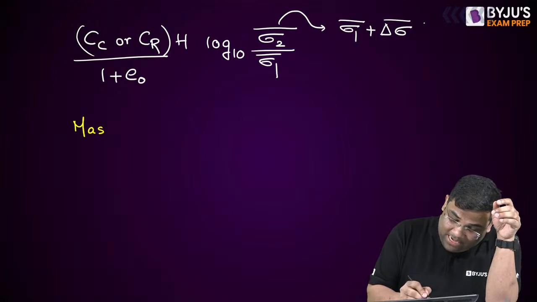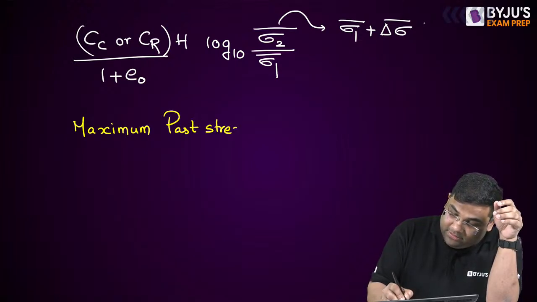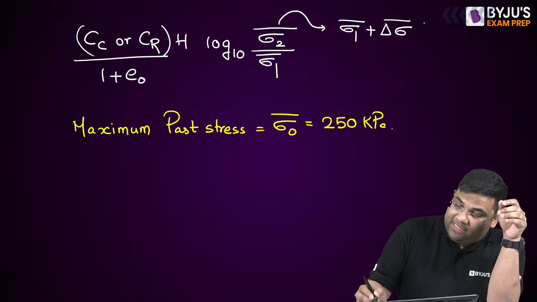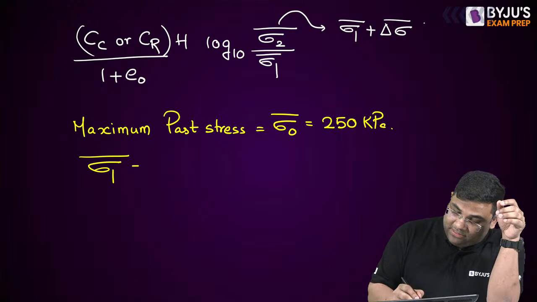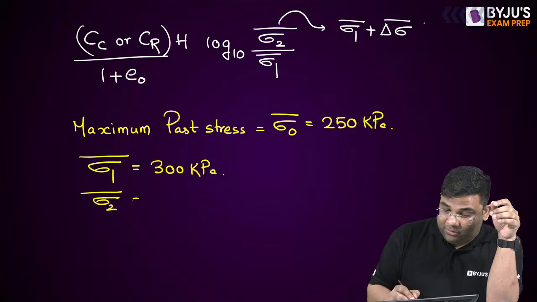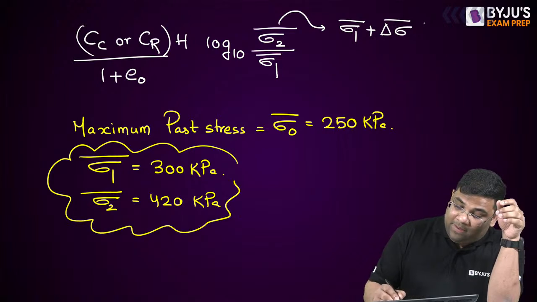See, maximum past stress is given how much? Pre-consolidation stress is what? Maximum past stress, right? This is your pre-consolidation stress. That is given as 250 kilopascal, right? Present stress is how much? Initial present stress is 300 kilopascal. There is an increment of 120. So sigma 2 dash is how much? It is 420 kilopascal. So, can I say the present stress is more than past stress?